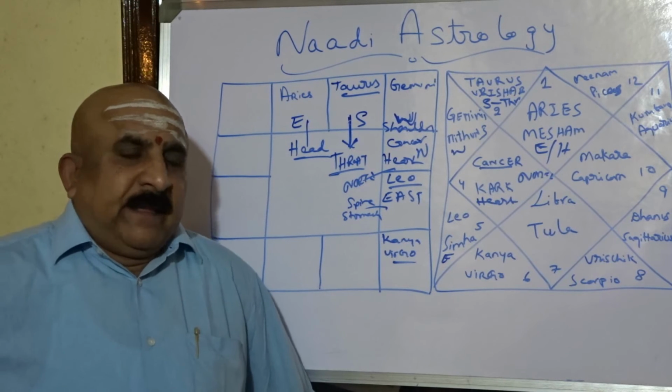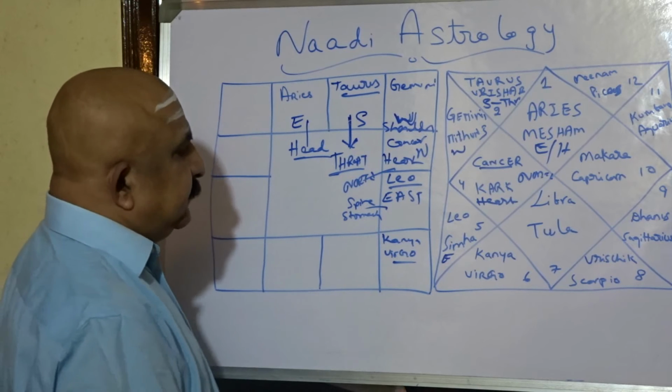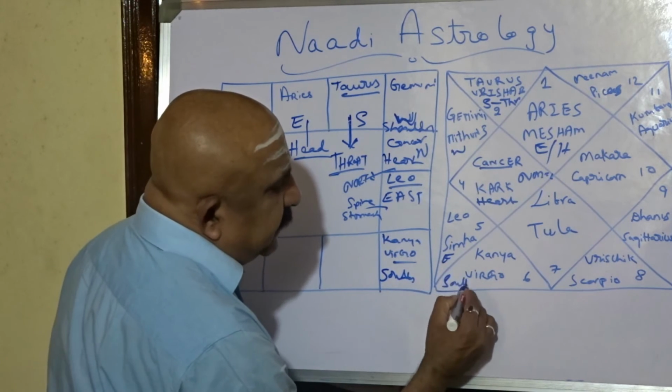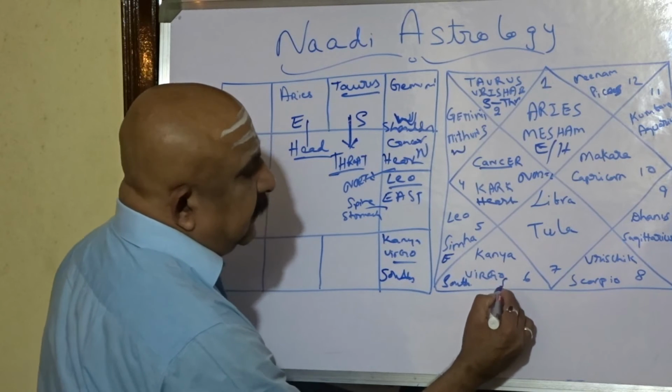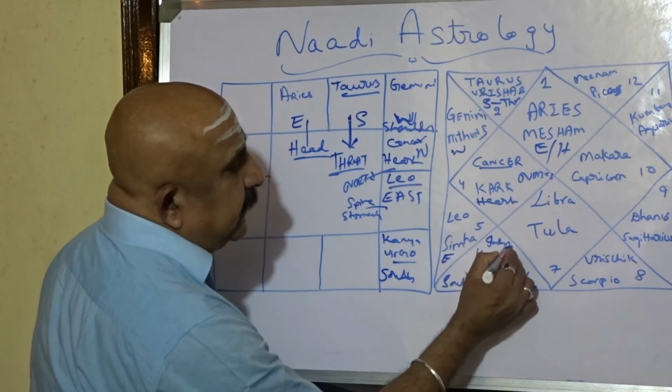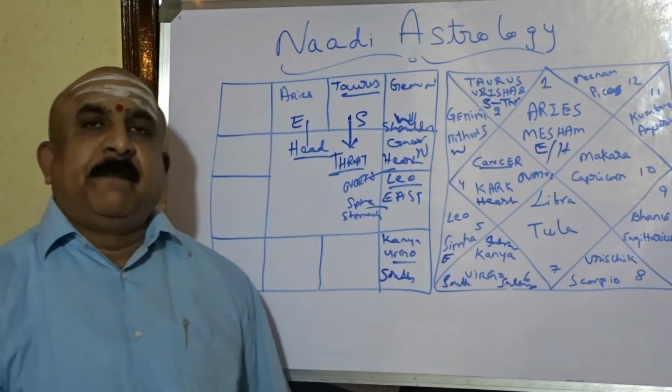Fine? And the direction is south. South is the direction. Stubborn is the nature. Intestines. Large intestines is the parts of the body.